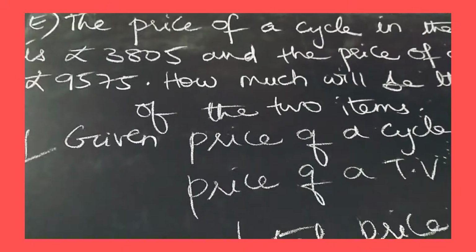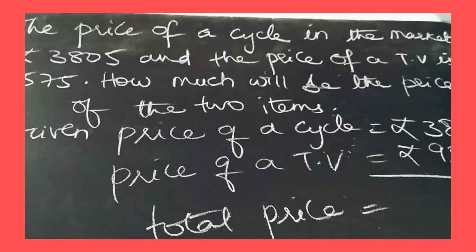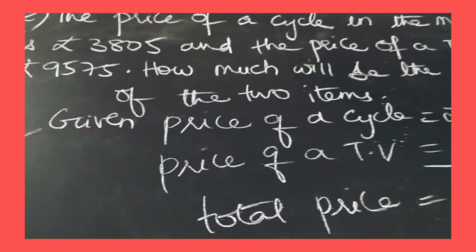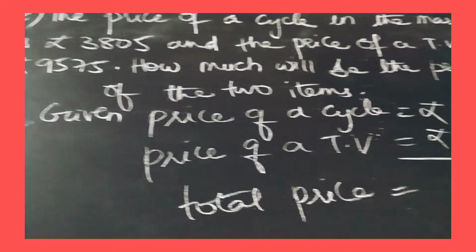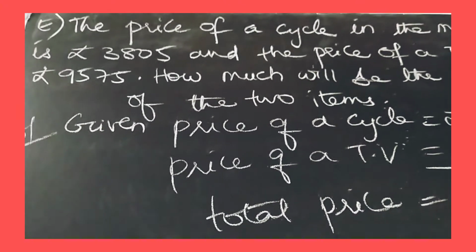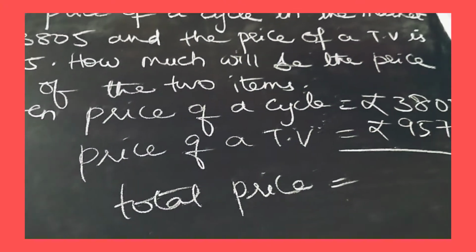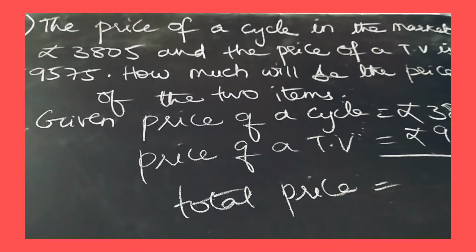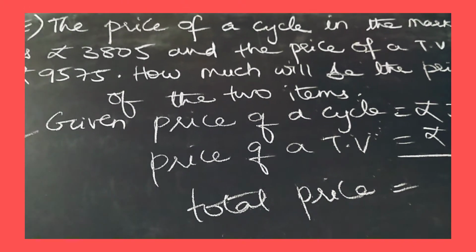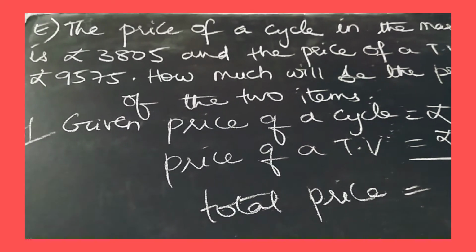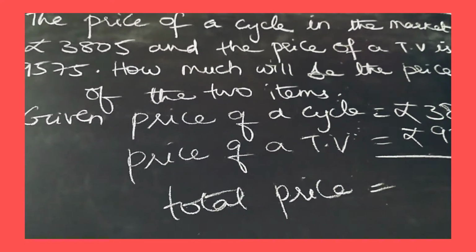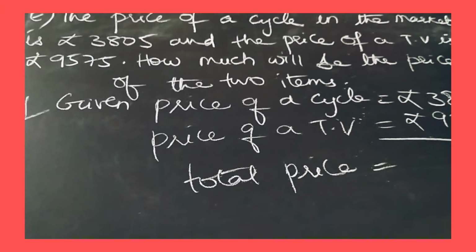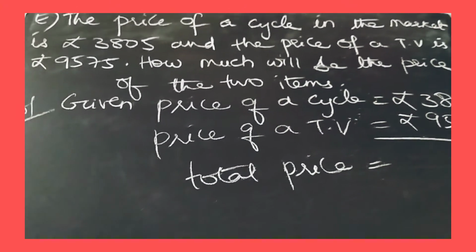E1 is the price of a cycle in the market. It is rupees 3805 and the price of a TV is 9575. So how much will be the price of the two items? Okay, so a market is there. In that market, the cycle price is 3805 and the TV price is rupees 9575. So what is the total price?